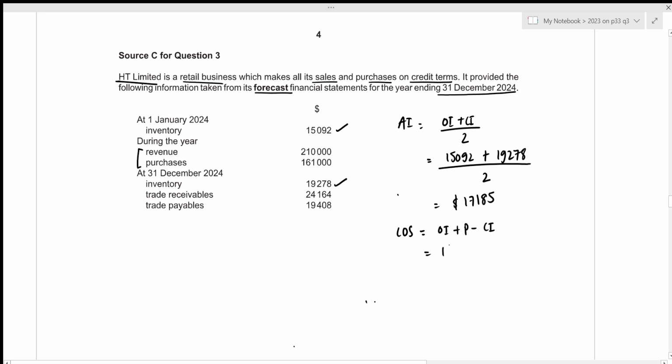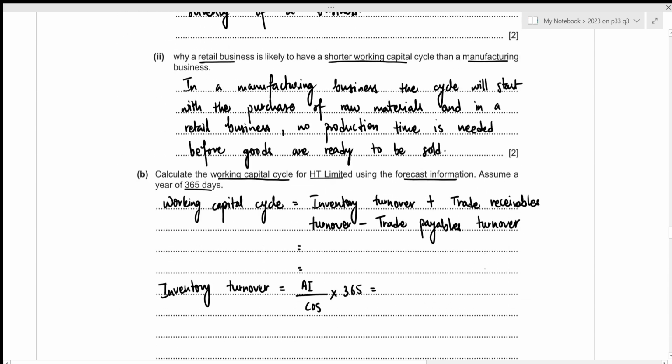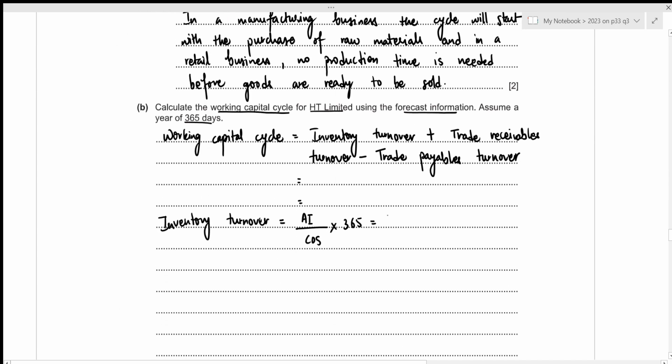So the opening inventory in this case is 15,092. The purchases is of 161,000. And the closing inventory is 192,078, which results in the value of 156,814. Let's write down these values. So we calculated our average inventory to be of 17,185.